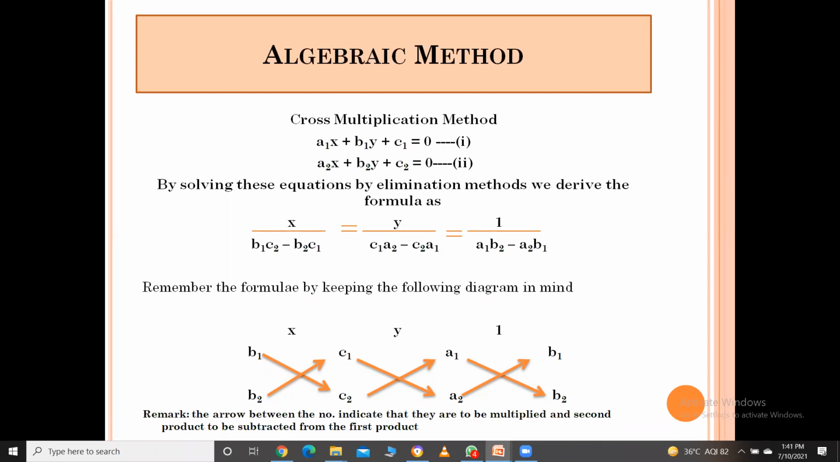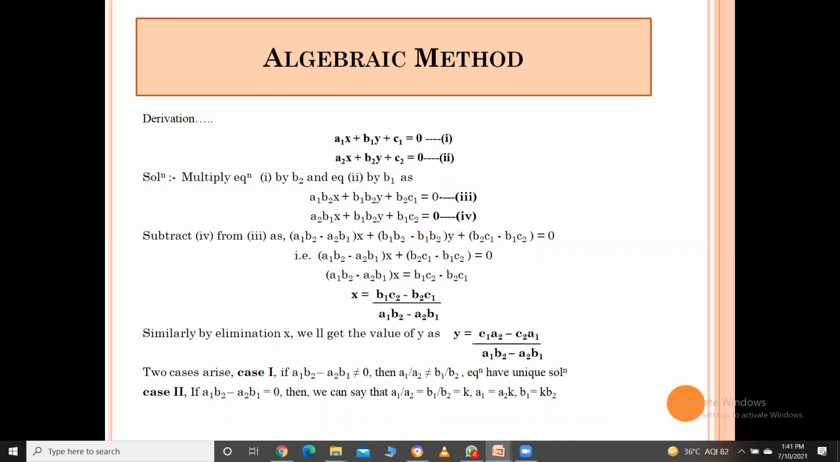By using the standard form of linear equations in two variables, we derive a formula: x / (b1c2 - b2c1) = y / (c1a2 - c2a1) = 1 / (a1b2 - a2b1). To remember this formula, we can remember this diagram as shown below. The arrow between the numbers indicates that they are to be multiplied, and the second product is to be subtracted from the first product. Here the derivation is shown.